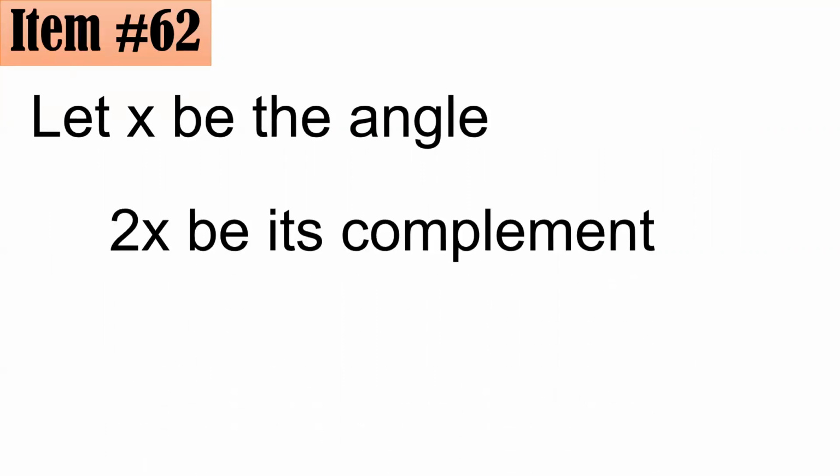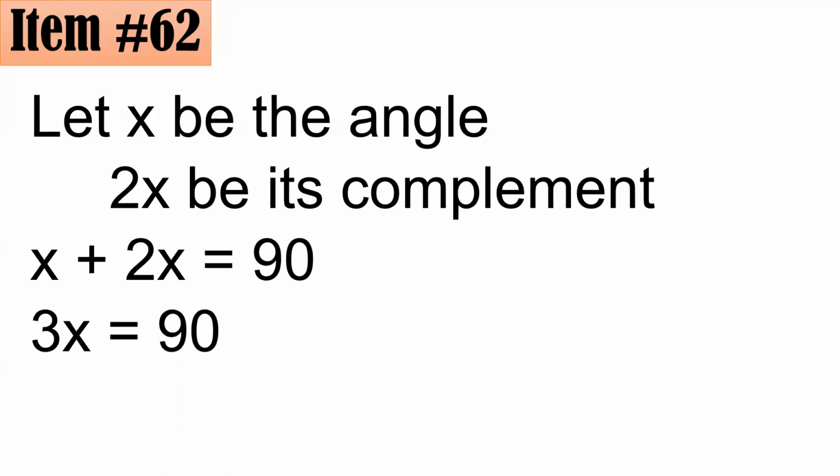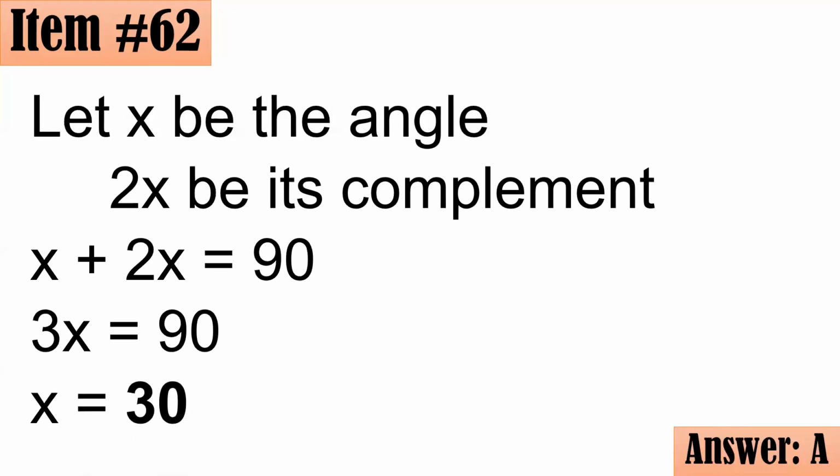Suppose we let X be the angle. The problem says, an angle is half of its complement. So if X is the angle, X is 1/2 of 2X, right? That's why we can say that 2X is the complement of this angle, because X is 1/2 of 2X. And when we say complementary angles, this pair of angles adds up to 90 degrees. That's why X plus 2X equals 90. The left side simplifies to 3X. So if 3X equals 90, dividing both sides by 3 gives us X equals 30. Hence, the angle that we're looking for is 30 degrees, letter A.